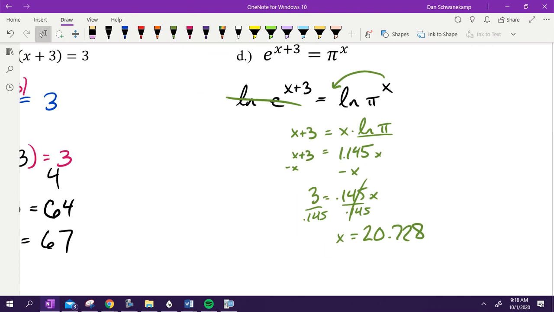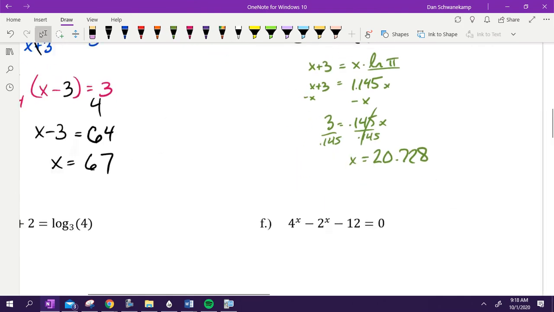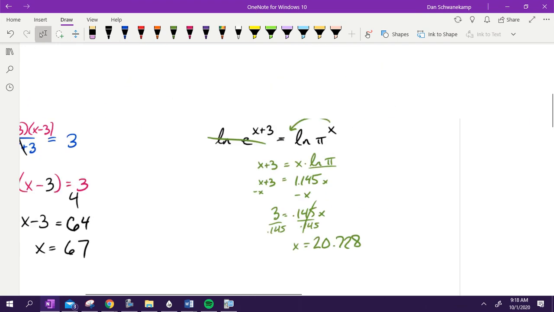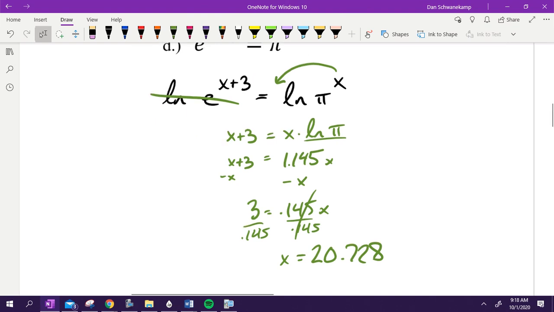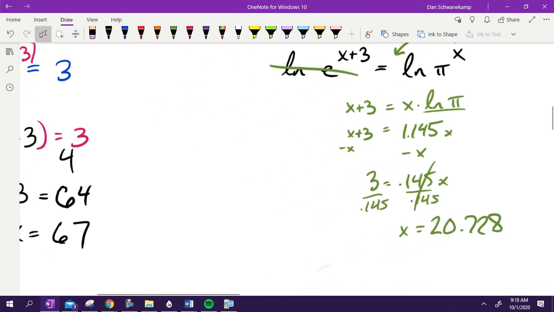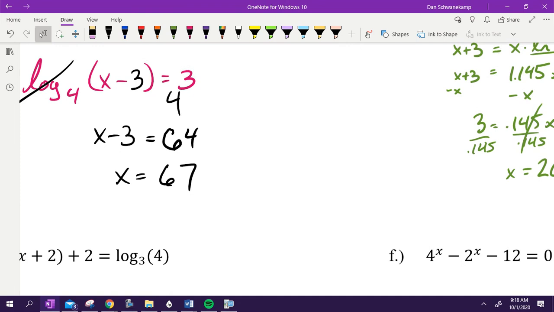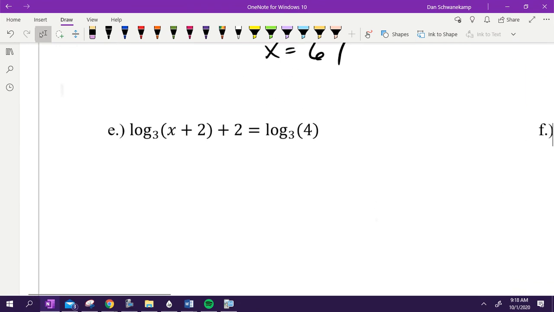Questions there on D? Don't be scared by those. They look tougher than they are. Yep, subtract. Yeah. That was karma getting back at you for saying it happens.